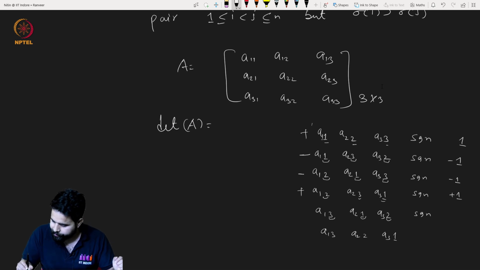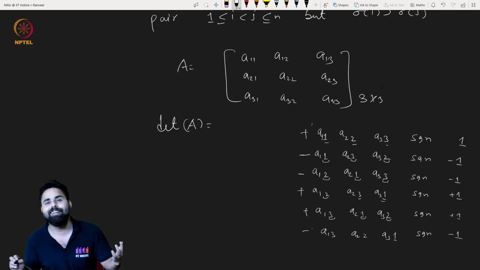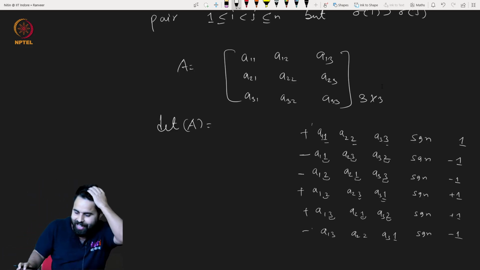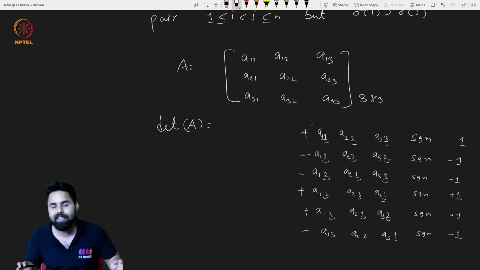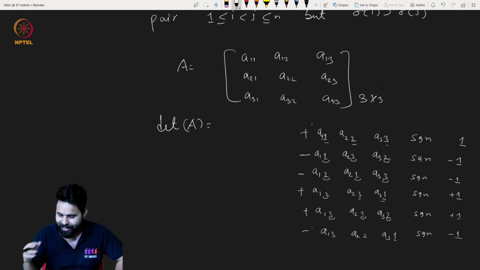So again the sign will be plus 1 because there are 2 inversion pairs. And here it will be minus because it comes out to be 3 inversion pairs. Very good, just verify it, and this is the determinant. Now I told you in the beginning, how can we find this determinant using graph theory or graph structure? So let us go ahead with that.